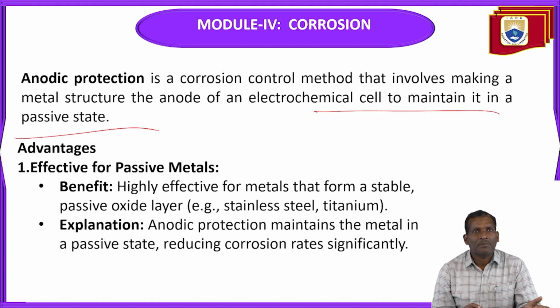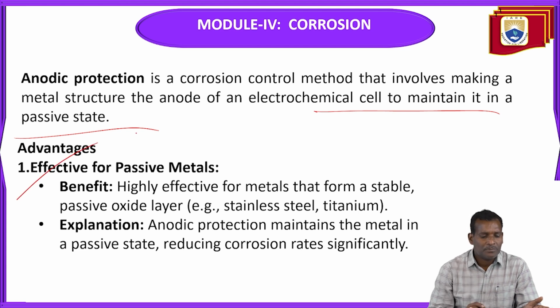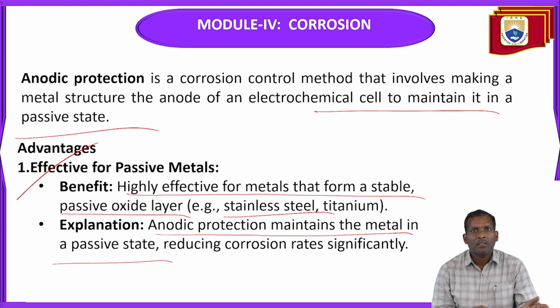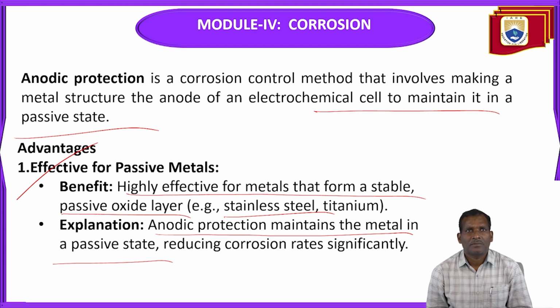So, what are the advantages? Effective for passive metals. The benefit is, highly effective for metals that form a stable passive oxide layer, for example stainless steel and titanium. The explanation of this: the anodic protection maintains the metal in a passive state, reducing corrosion rates significantly. These are the advantages of this anodic protection.